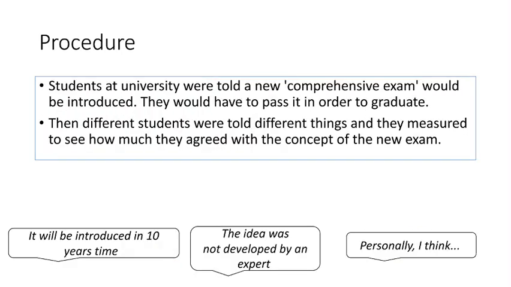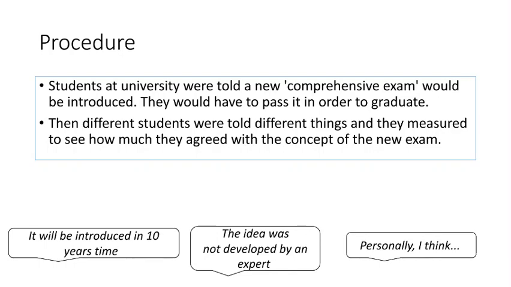So let's have a look at what they did. This was carried out on students at a university, and they were told, this was early in their year group, that the university was going to be changed, and that they would have to have a new comprehensive exam that they would have to pass in order to graduate. And they were told basically, each of the groups of students was given a message which was slightly different, and then it was measured to see how much they agreed with the idea of the new exam.